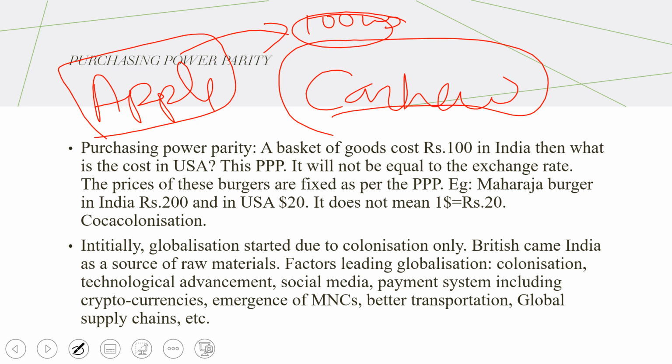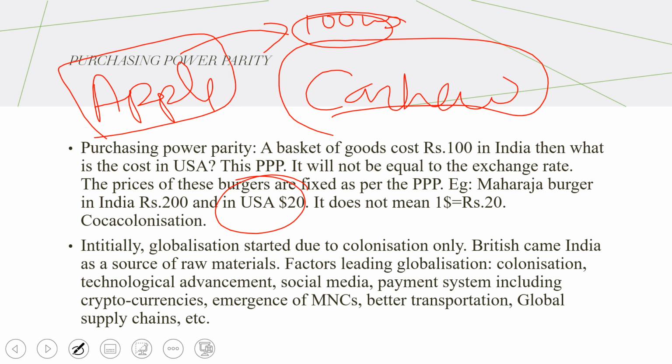It may happen that the USA has a large production of apples and India has less production, or the US is producing product A in large quantities and ultimately the cost of their product will be less. So that's why it is called purchasing power parity. Okay, so the prices of the burgers, or the products, are fixed as per the purchasing power parity of the location.